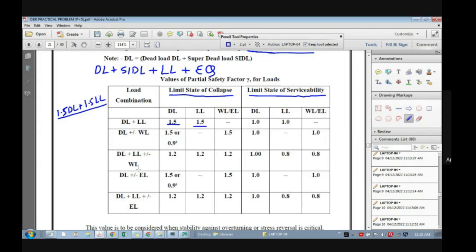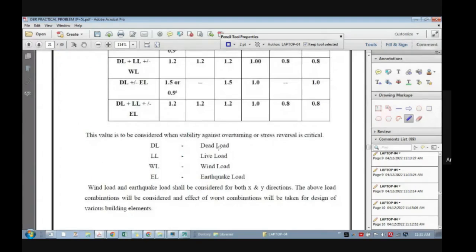If it is wind load or earthquake load, both are the same actually. So we can use 1.5 dead load plus 1.5 earthquake load. In a similar fashion, you can develop your load combinations and put these combinations in the software, and the software will design and analyze for each combination. That's why you should mention the combinations also. I will show you where the combinations are in the code.